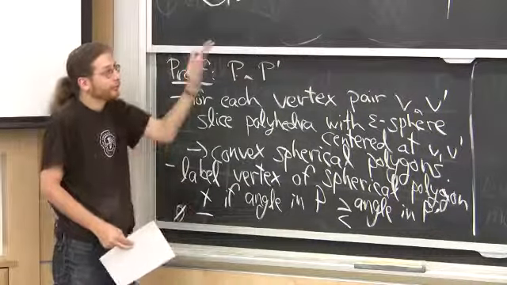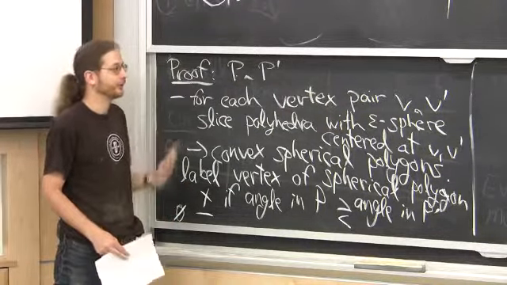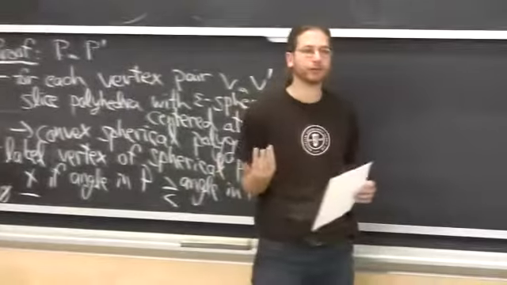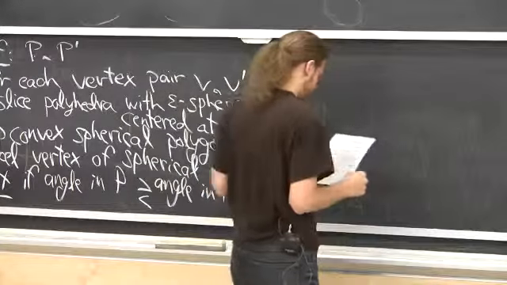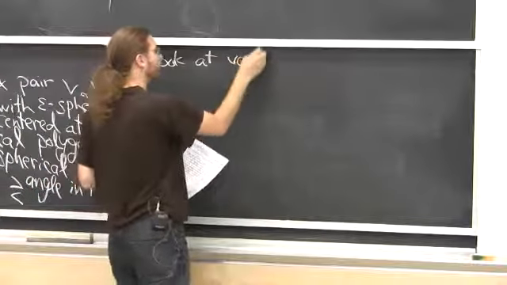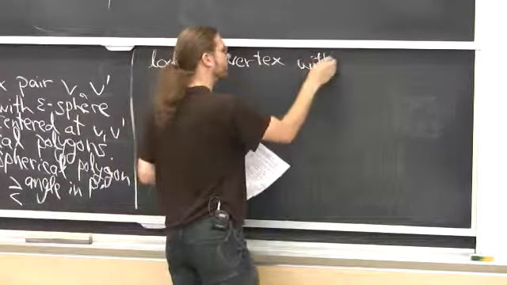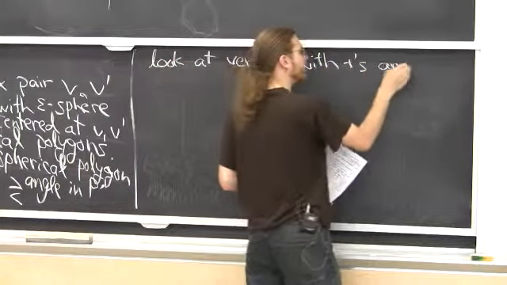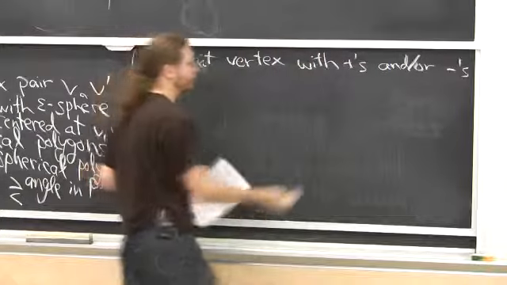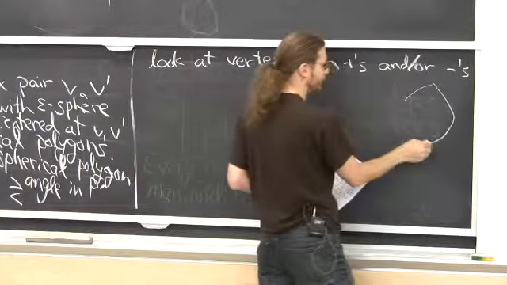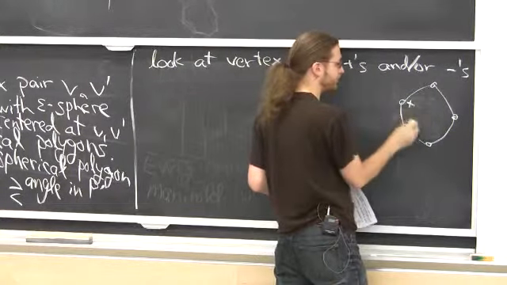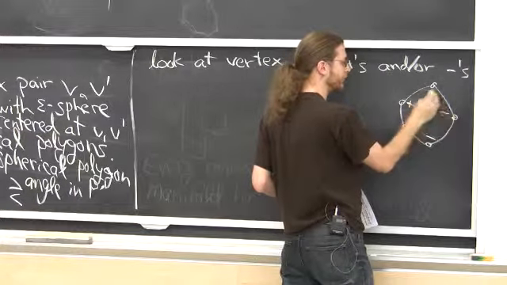But if there's going to be a problem with this theorem, there have to be pluses and minuses. That's the proof by contradiction. So let's look at one of them. Let's look at a vertex that has some pluses or minuses. So, right, it's a spherical polygon. I'm going to draw it more like a polygon. Maybe there's some pluses, some zeros, some minuses, whatever.